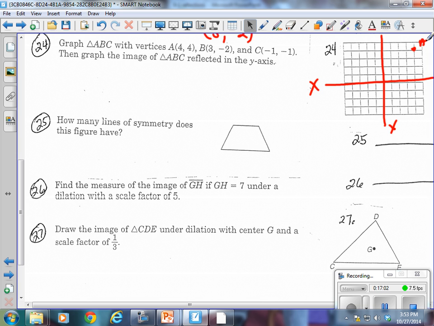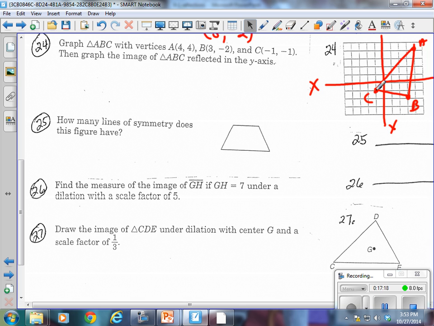3, -2. My pen's a little off. That's B. -1, -1. That's C. So that's our original shape, our pre-image.